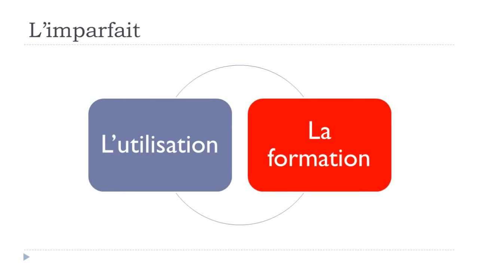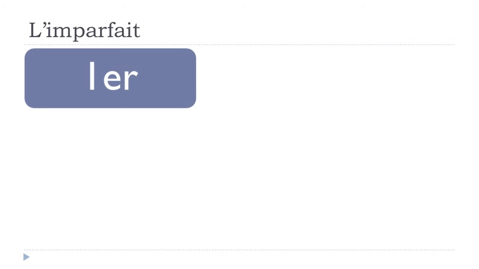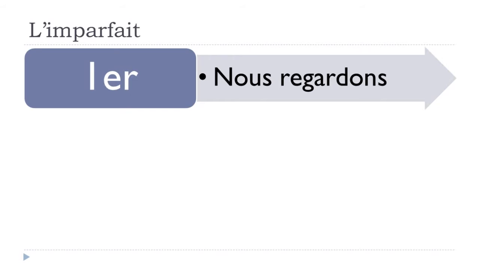Now let's see how to construct this imparfait. I've been taking some verbs from the first group, the second and the third group. If you remember, we've got 3 groups of verbs in French. So the first one, regarder, to watch. And I've been putting this nous form at the present for a good reason. You will see why a bit later.